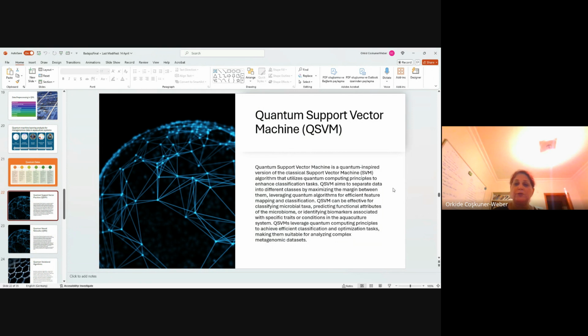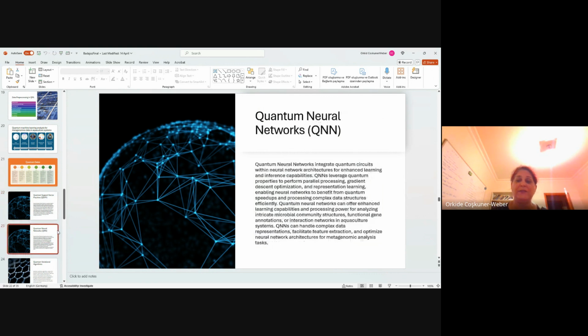It can leverage quantum computing principles to achieve efficient classification and optimization tasks, making them suitable for analyzing complex metagenomic data sets. Then we have quantum neural networks. These integrate quantum circuits within neural network architectures for enhanced learning and inference capabilities. It leverages quantum properties to perform parallel processing, gradient descent optimization, and representation learning, enabling neural networks to benefit from quantum speedups and processing complex data structures efficiently.